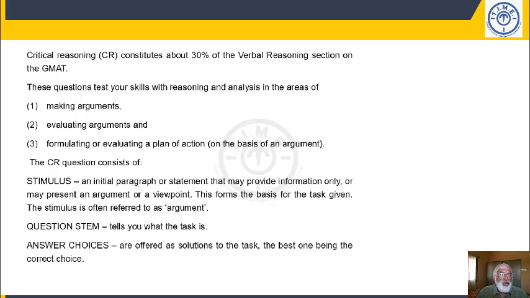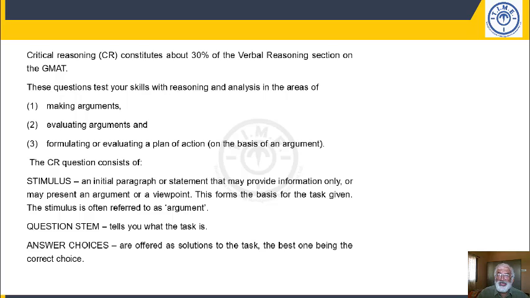Now that initial paragraph may provide just information or basis, but it could also present a viewpoint or a perspective or an argument of some type. So the stimulus is often referred to when we discuss these things in these CR sessions. The stimulus is often referred to as the argument. The question stem is the line that follows.